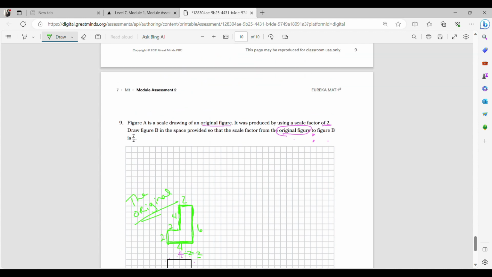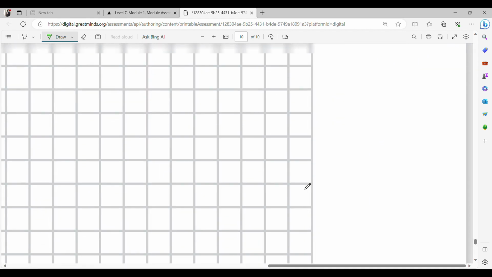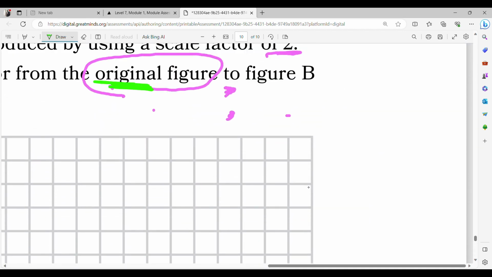Alright, now it goes on to say, draw figure B in the space provided so that the scale factor from the original figure to B is 7 to 2. So now we have to do a scale of 7 to 2. Remember, I said to you guys before, the scale is just a rate. So let's set this up. Let's make this bigger so that I could do this over here.